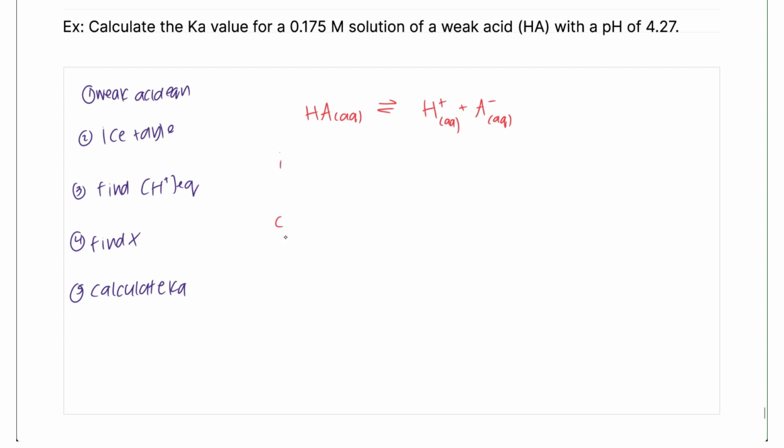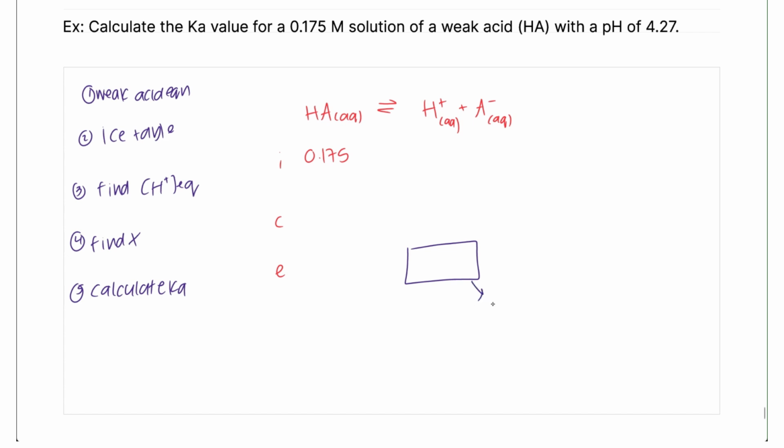For our ICE table, we have an initial value for the weak acid, 0.175. We are given a pH value of 4.27. The pH value does not correspond to an initial concentration of H+. Instead, it's always going to be an equilibrium value of H+, because the weak acid stabilizes and then the pH meter is used to record the value of the pH of the solution.